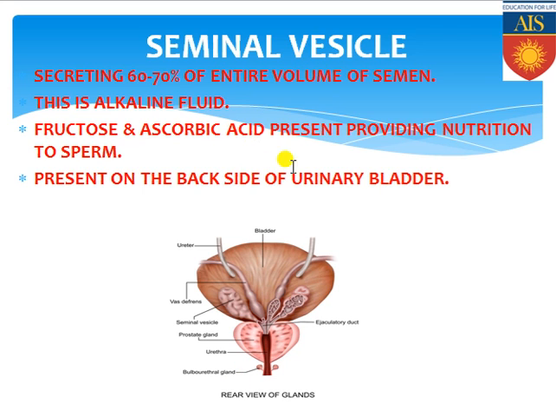So here in this specific figure you can see these are the leaf-shaped glands. This gland and this gland I am talking about, these are leaf-shaped glands present at the back side of the bladder, and these are the seminal vesicles, which secrete their chemicals within the ejaculatory duct.